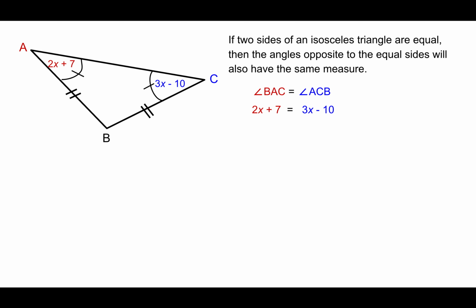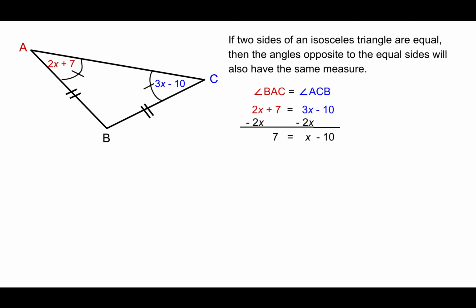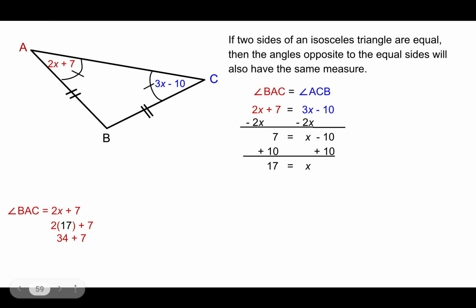So now we can isolate our variable x by subtracting 2x from each side. And I get 7 equals x minus 10. Add 10 to each side. So that means x equals 17. So I can replace both of my x's with 17. Let's start with the red one. So angle BAC is 2x plus 7. Again, replace the x with 17, and the product of 2 and 17 is 34, and the sum of 34 and 7 is 41.